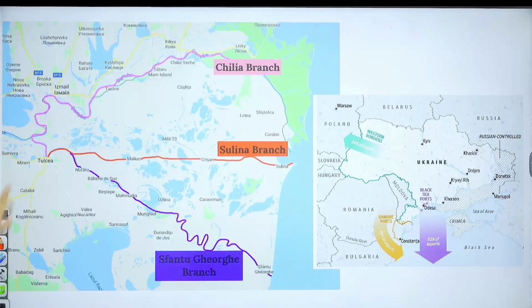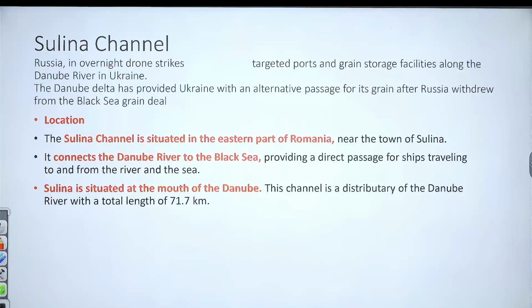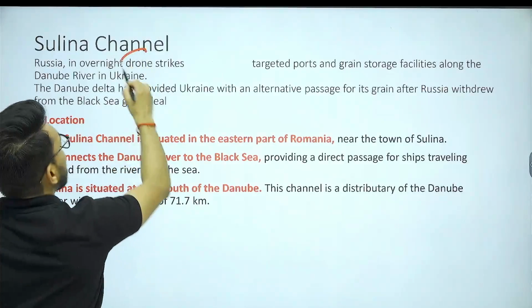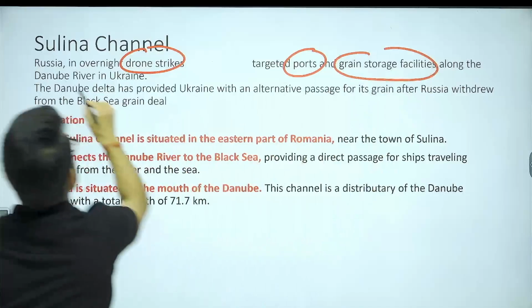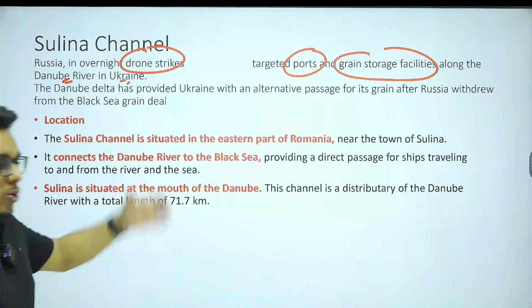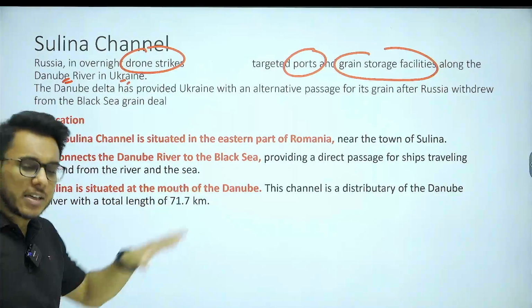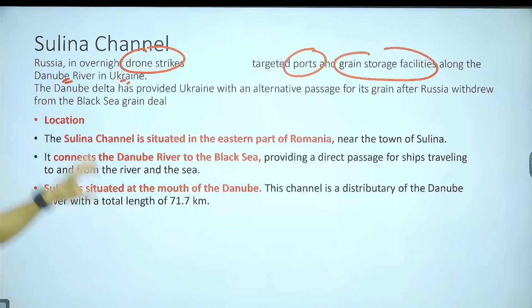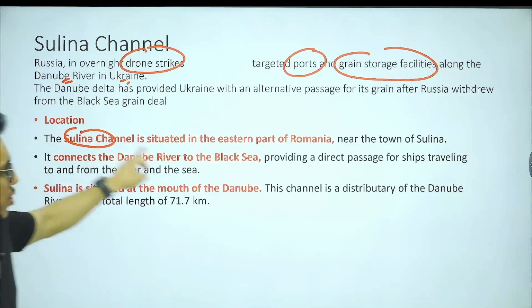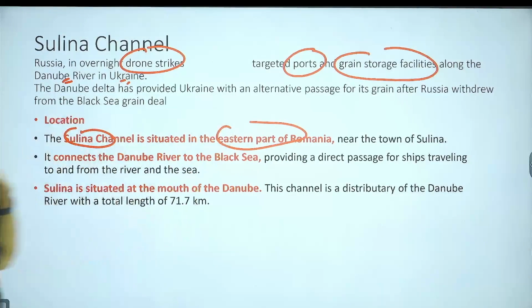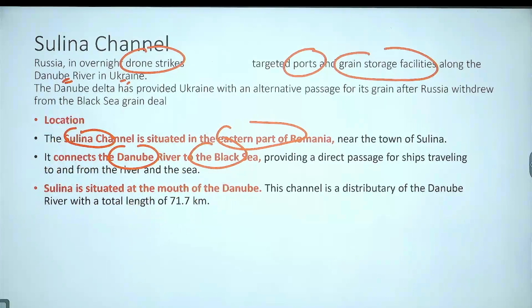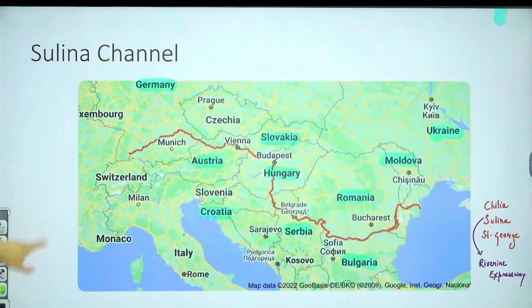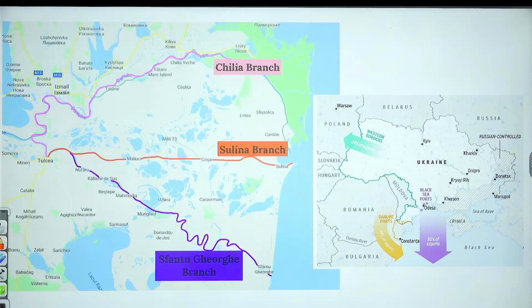Now, why were all these locations in the news? Because Russia made a drone strike on the ports and grain storage facilities along the Danube River in Ukraine. So the attack has been made on Ismail port and nearby locations. The Sulina Channel is situated in the eastern part of Romania, and it connects the Danube River to the Black Sea. Okay, I hope you have understood it.